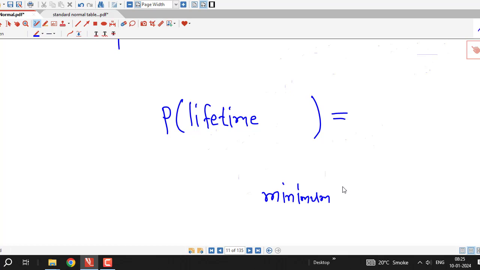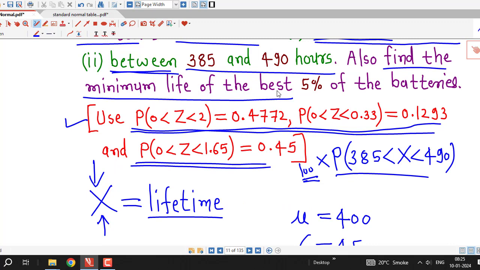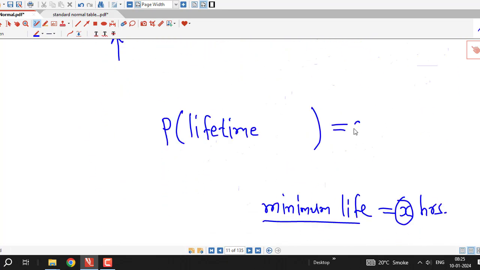Suppose the required minimum lifetime is say x hours. So x is not given, but we are given the percentage of batteries. We have to find the minimum life of the best 5% of the batteries, that is, 5% is given, that is 0.05 is the probability. We have to find out the minimum lifetime x such that 5% of the batteries are in that case. So we have to think how we can find out this small x.